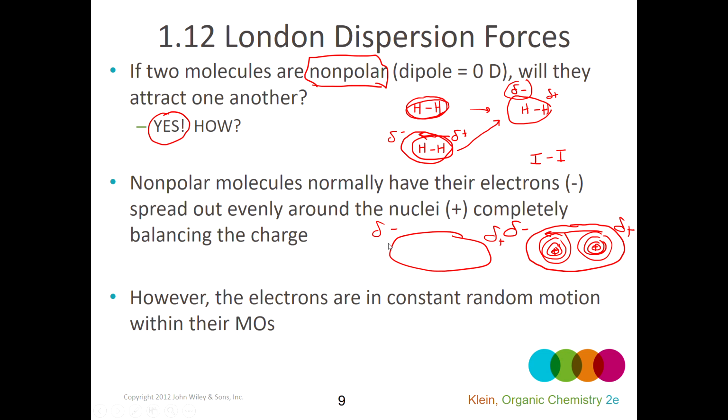So normally we think of London forces as being quite weak. In the case of hydrogen, they're very weak because there's only 2 electrons. Those 2 electrons are held relatively tightly. They don't shift around very easily, so the temporary partial charges that form are very minimal.